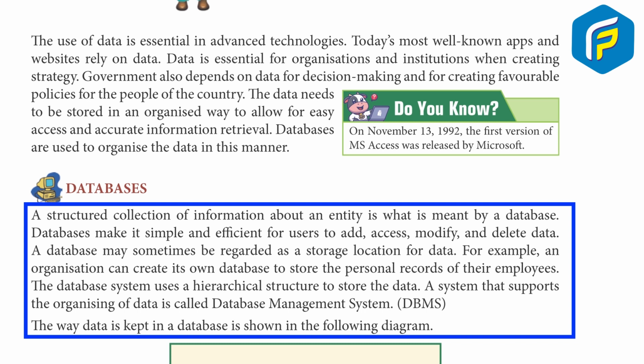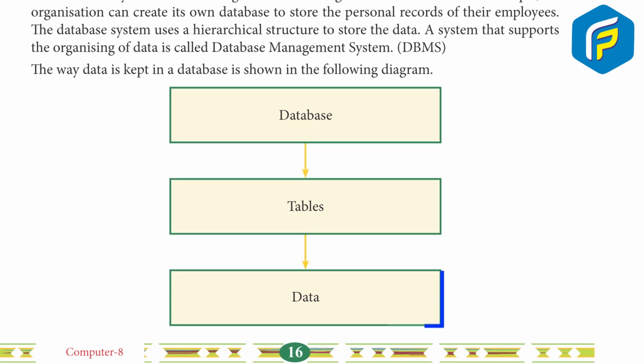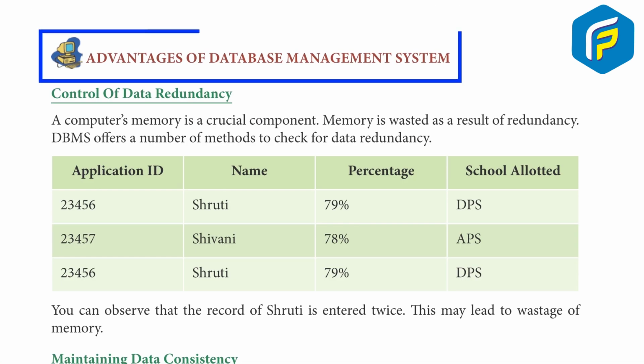The database system uses a hierarchical structure to store the data. A system that supports the organizing of data is called Database Management System (DBMS). The way data is kept in a database is shown in the following diagram: database, tables, data. Advantages of database management system.